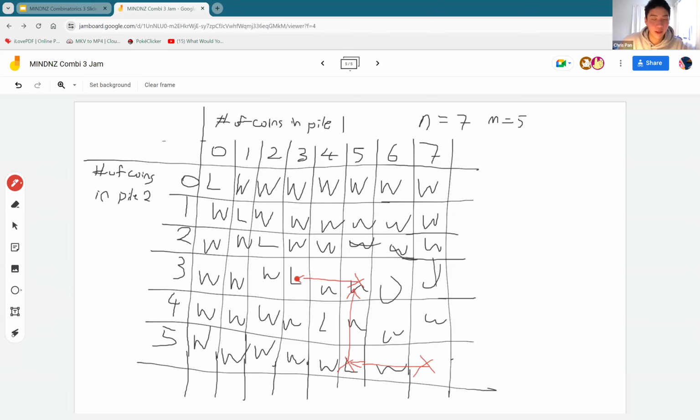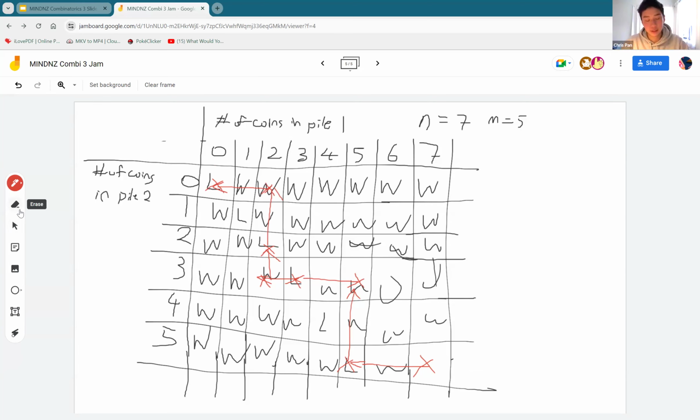But then your opponent can move back on it. And maybe you try to move off it, but then your opponent moves back on it. And then eventually your opponent moves back onto it, onto the square 0, 0, which means you've lost. So without needing this table, the strategy is you want to always keep the two piles the same size.